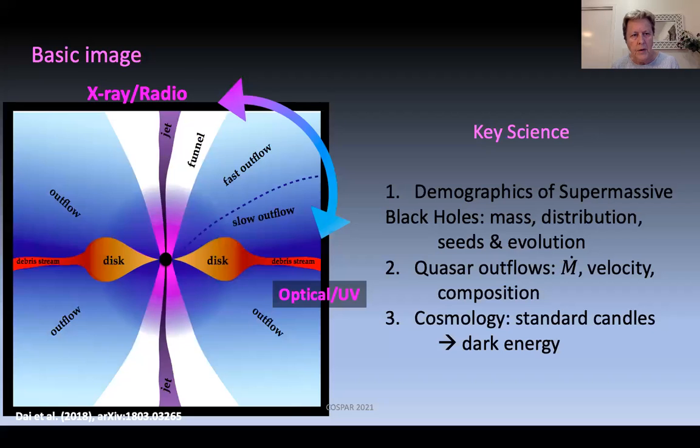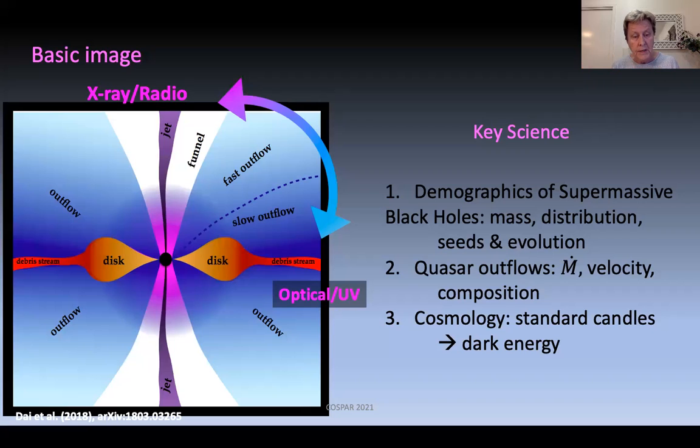I want to start by showing a basic image of the emission regions around quasars. So we believe that the supermassive black hole at the center of the quasar is fed by an accretion disk. This is usually depicted as a stable structure with various attributes, which I won't discuss today. And that provides an axisymmetric geometry to the quasar.